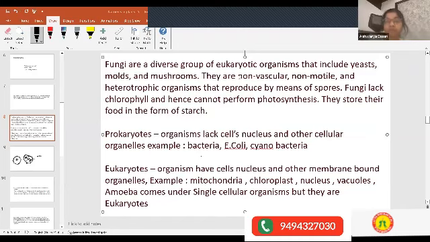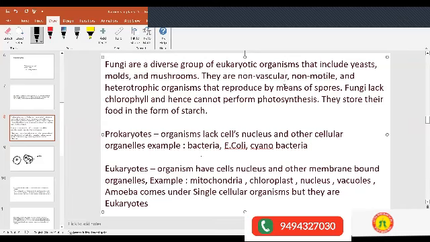Ma'am, those tissues are the tiny pores present on the lower surface of the leaf, called stomata. No, I am not asking about stomata. I am asking about vascular vessels, like xylem and phloem. Xylem helps in the transportation of water, while phloem helps in transportation of food and other nutrients, right? Yes, ma'am.